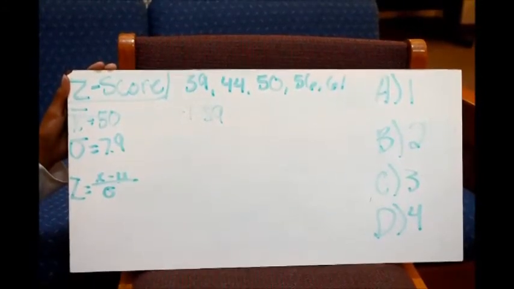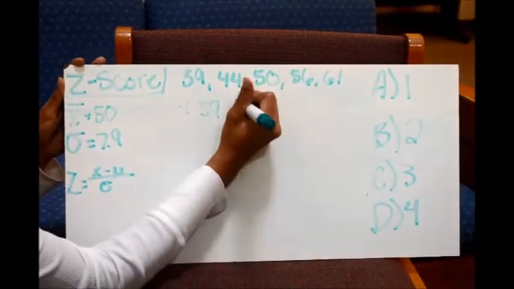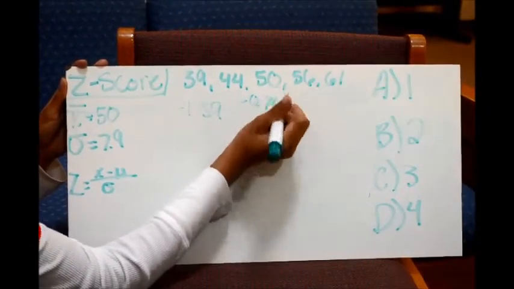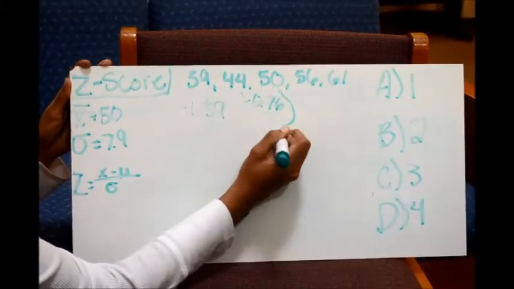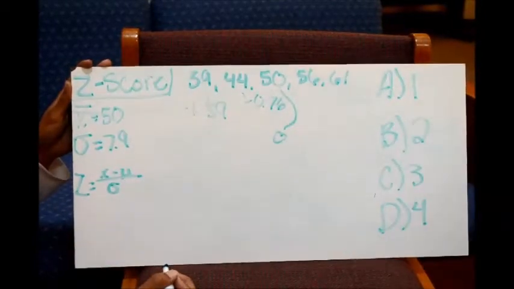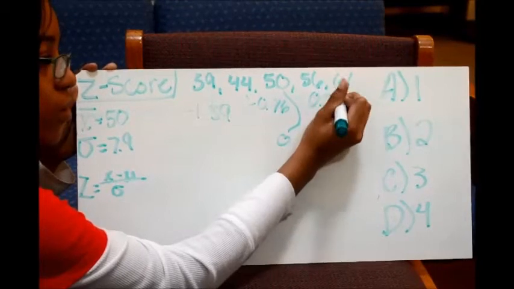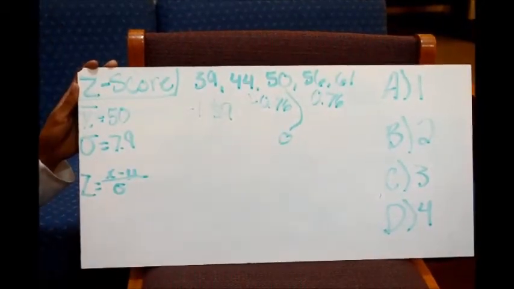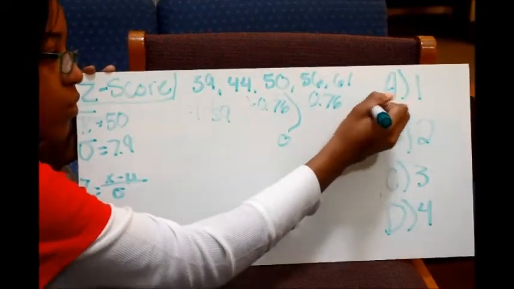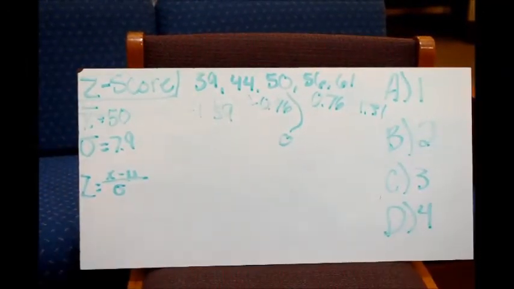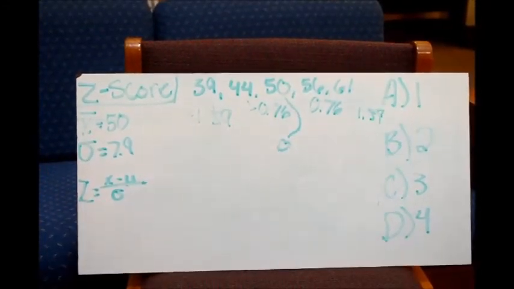44 minus 50 divided by 7.9 equals negative 0.76. 50 minus 50 divided by 7.9 equals 0. 56 minus 50 divided by 7.9 equals 0.76. 61 minus 50 divided by 7.9 is 1.39. 0.76 and 1.39 are larger than 0.3, so the answer is 2 z-scores, which is letter B.